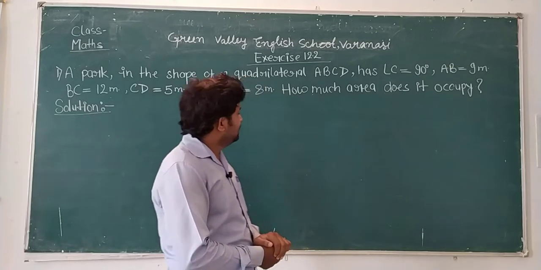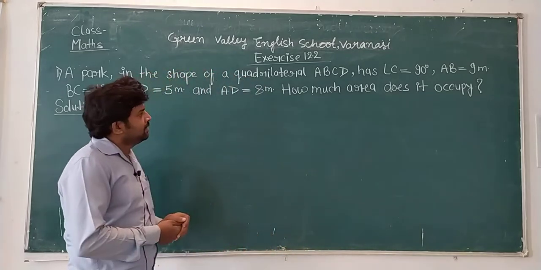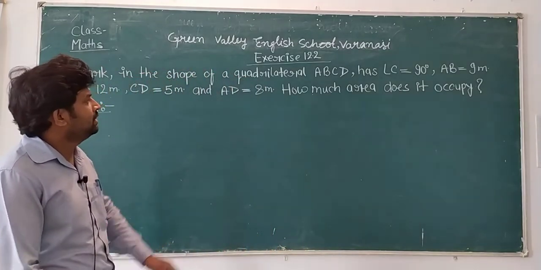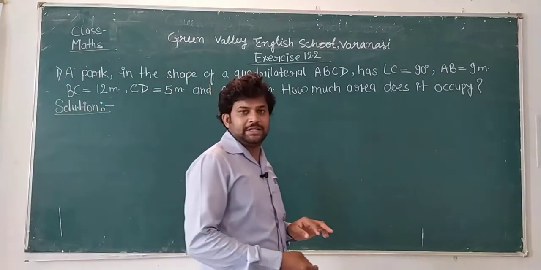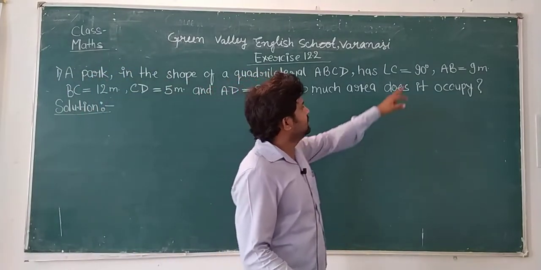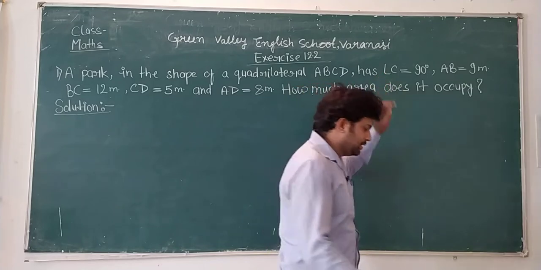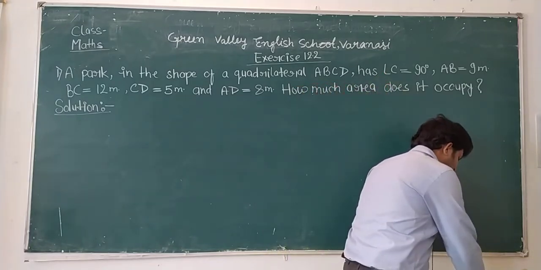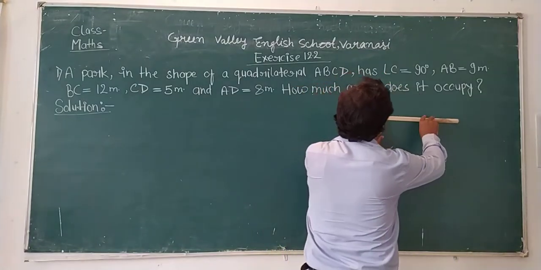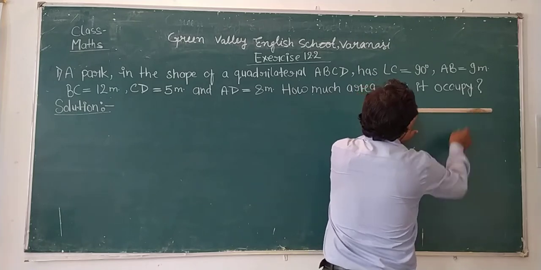Okay. Then when we are going to solve this question, first of all we will draw a quadrilateral ABCD, right angled at C. Then we will draw a quadrilateral.